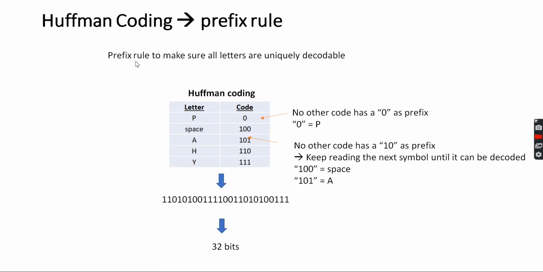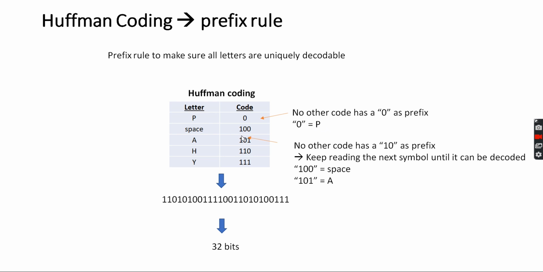The prefix rule is to make sure that all letters are uniquely decodable, in which no code should be the prefix of any other code. I'll explain it. For example, if P is encoded by 0, no other codes should have a prefix with 0. In other words, no other codes should start with a 0. So when a computer reads a 0, it knows that it should decode a P and then go on to read the next bit as a new letter.